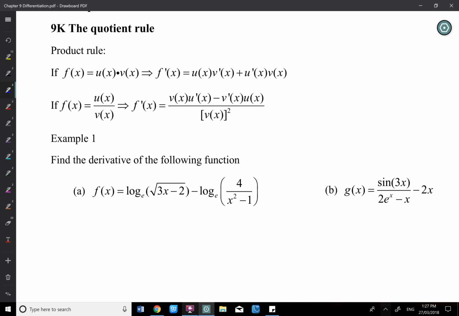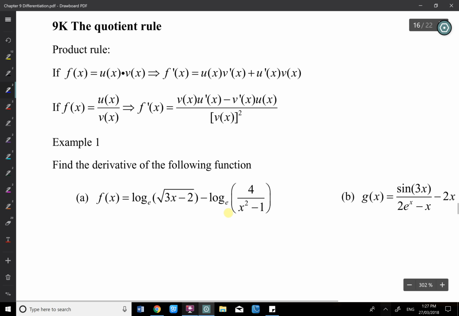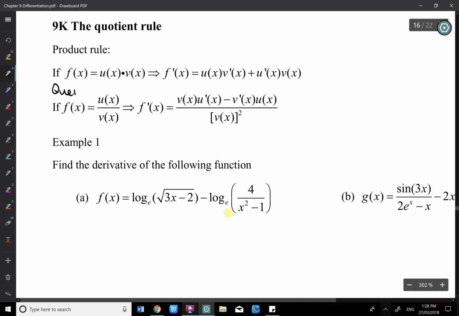All the methods to derive exponential function, logarithm function, sine, cosine, and tangent. So 5 new rules we have learned. Well, just add another line. Quotient rule. That's the quotient. I forgot to type that. So the top one is product rule and the second one is quotient rule.